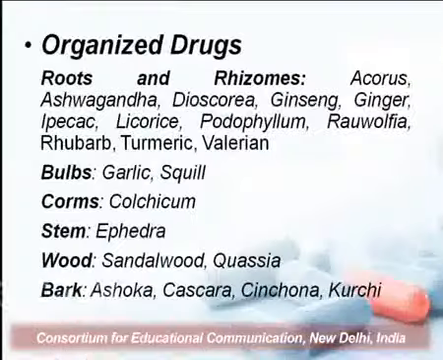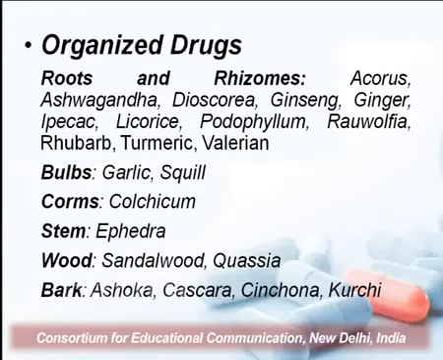Say for example, drugs that are obtained from roots and rhizomes, and examples are ginger, that is adrak, ginseng, dioscorea, ashwagandha, ipecac, licorice, which is also known as mulethi, then podophyllum, rauwolfia, rhubarb, turmeric, commonly known as haldi, and valerian. All these are the drugs that are obtained from the roots or the rhizome parts of the plant.